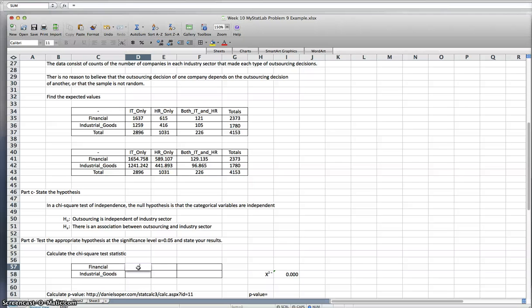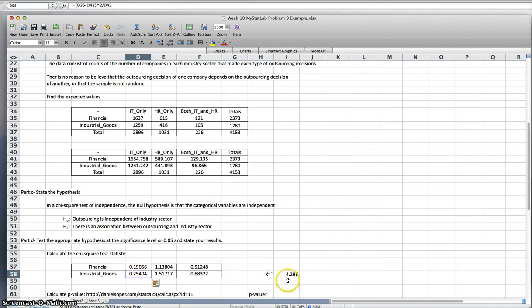We're going to say equals, and I'm going to use parentheses here to take my observed minus my expected for financial IT only. I'll close those parentheses, and of course we need to square that. Then we're going to divide by our expected, again, which was here, IT in financial. Enter that, and there we have our first value. Now I believe I can copy and paste these and not have to do the whole thing over and over again. So let's go Command C here, Command V one more time.